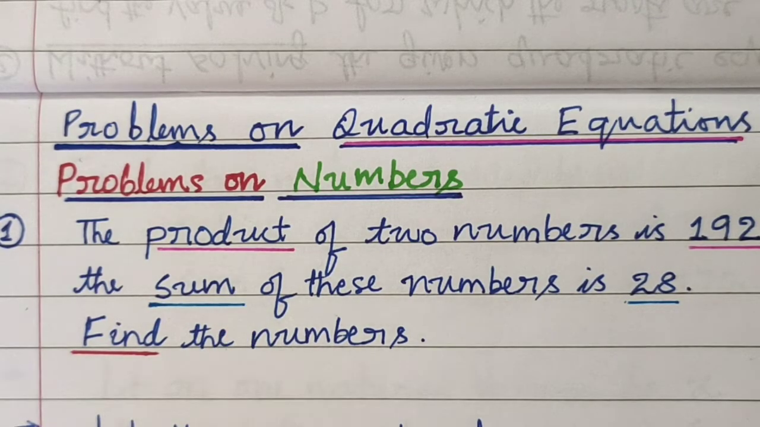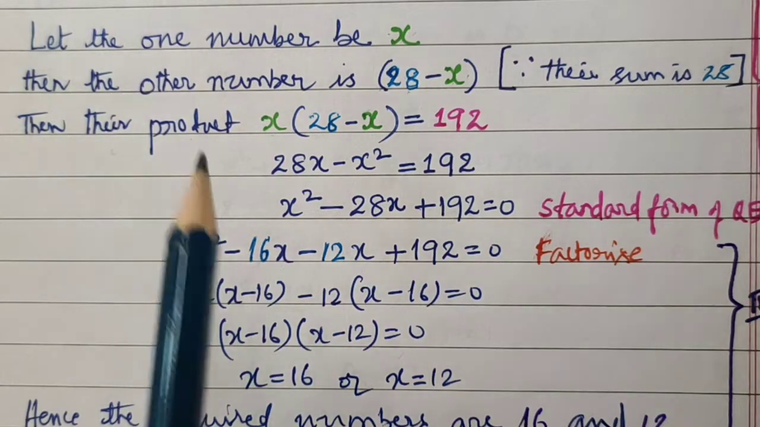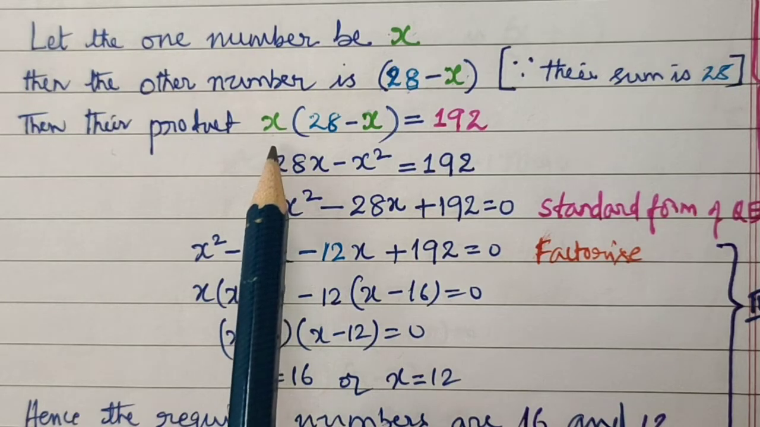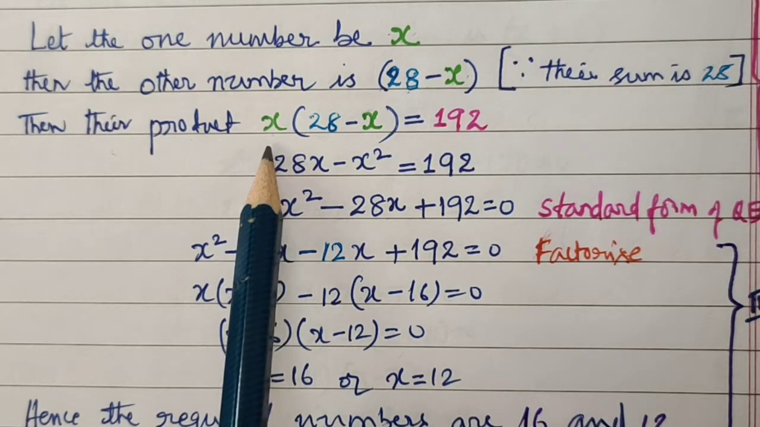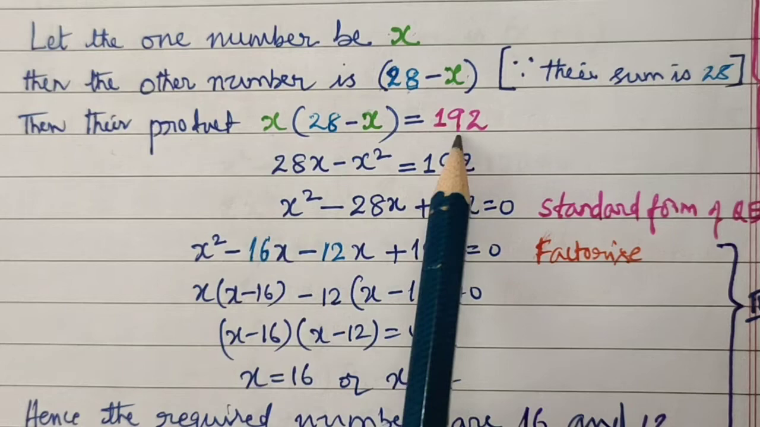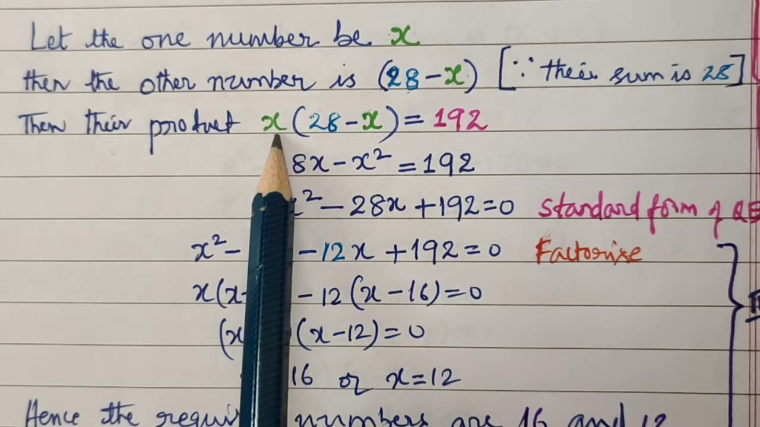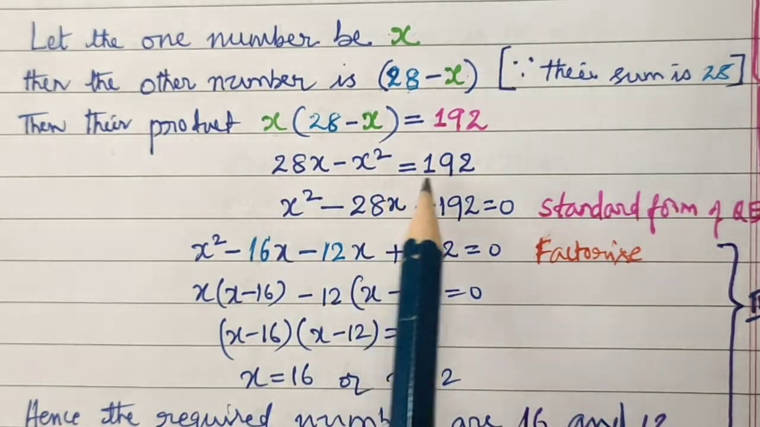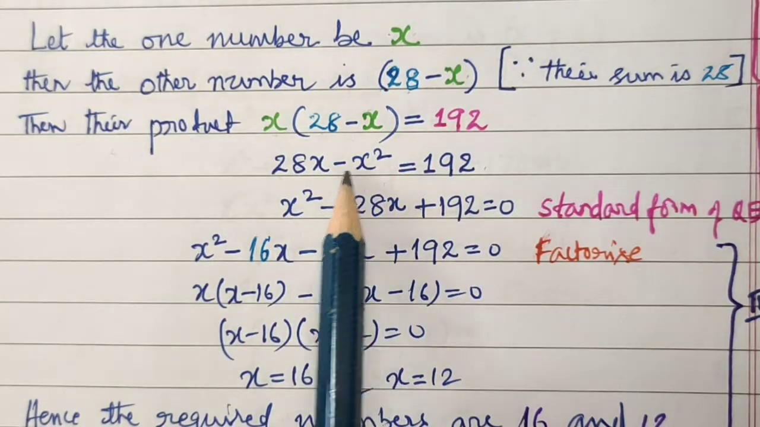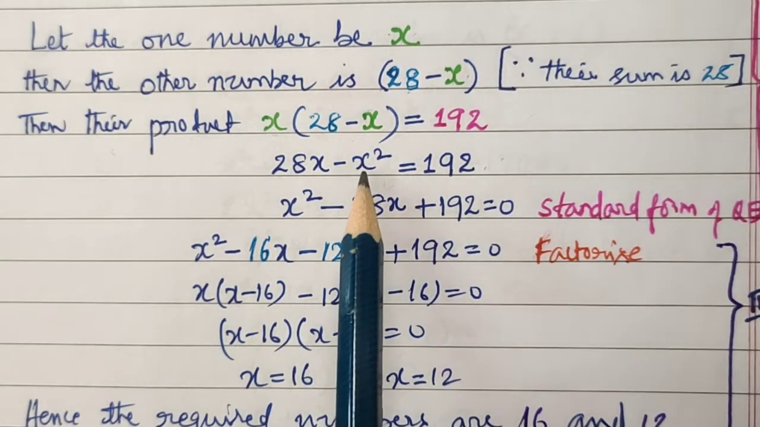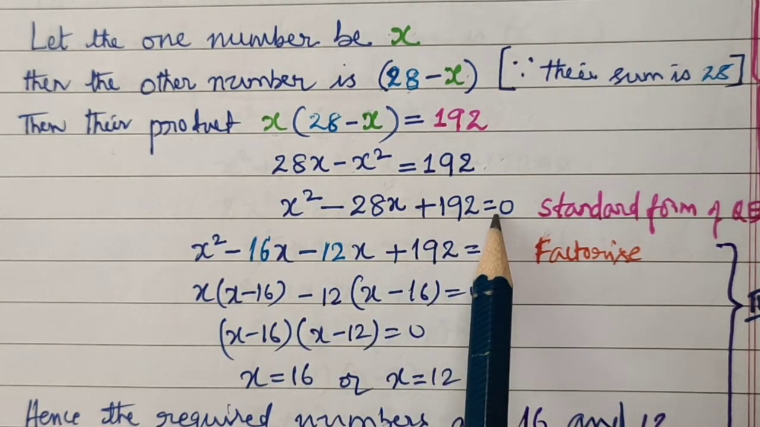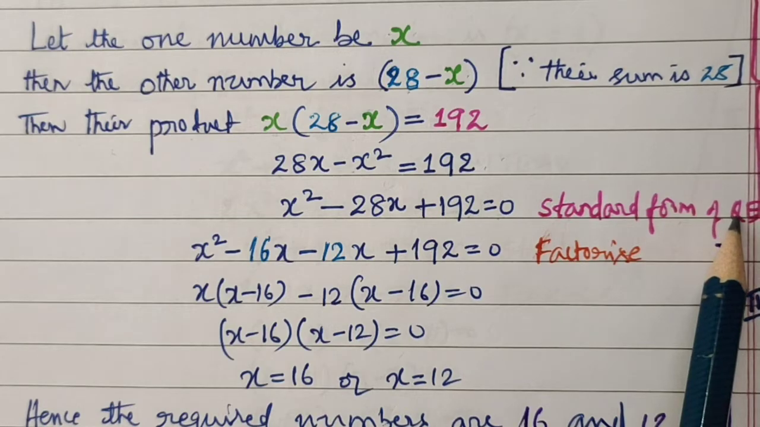They have given the condition: the product of those two numbers is 192. Let the one number be x, then the other number is 28 minus x. Their product is 192. So after the multiplication, 28x minus x square is equal to 192. Therefore, you bring these towards the right hand side, because we need a positive x square: x square minus 28x plus 192 is equal to 0. This is the standard form of quadratic equation.